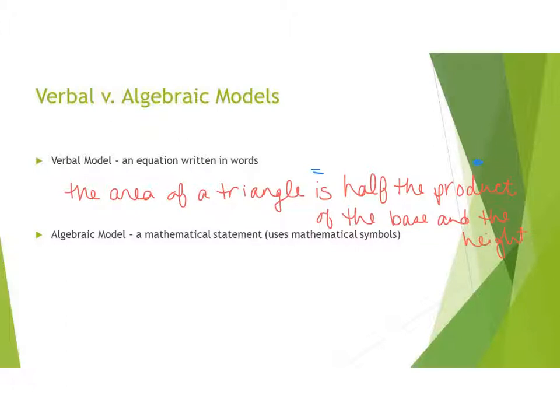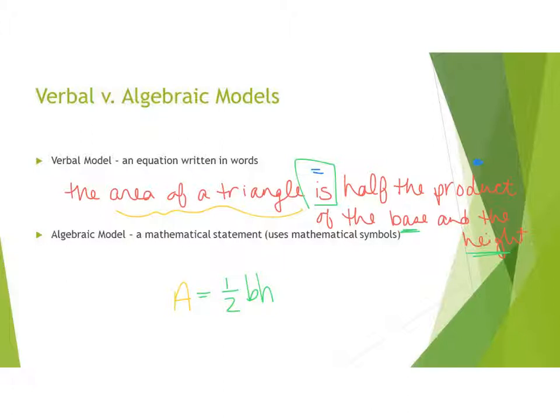So what am I going to use for area of a triangle? Well, I'm going to use A. What am I going to use for "is"? I'm going to use equals. Half the product, and then what am I using for base and height? B and H. So I'm putting in those variables to represent what those words were. So there's the difference between a verbal model and an algebraic model.